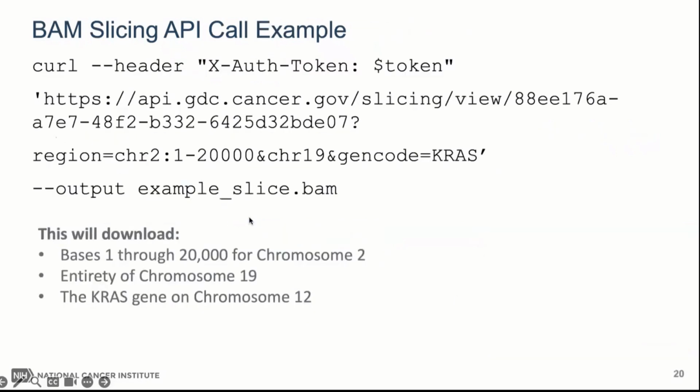So as an example, here is an API call, and in this case, this call will download bases 1 through 20,000 for chromosome 2, the entirety of chromosome 19, and then the KRAS gene on chromosome 12. And I do want to specify that right here, I left out a region equals. So that should be between the ampersand and the chromosome 19.